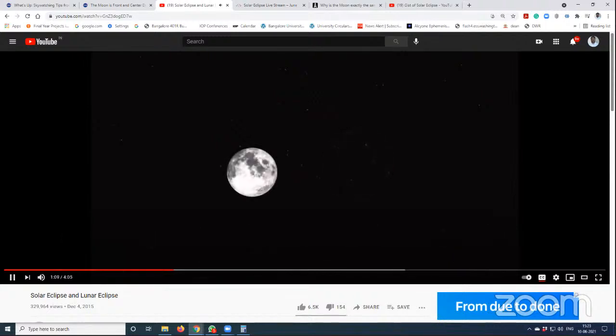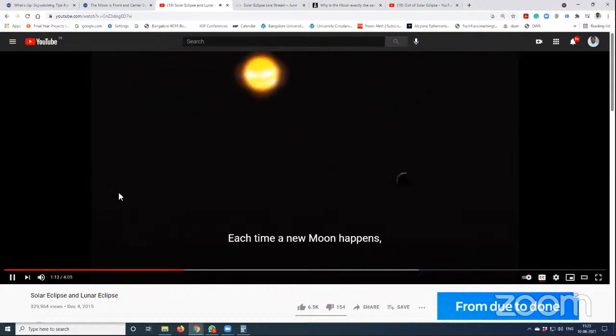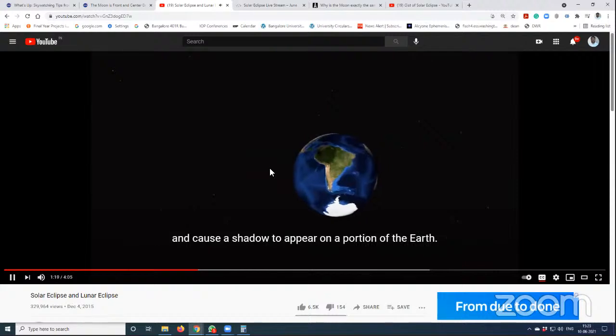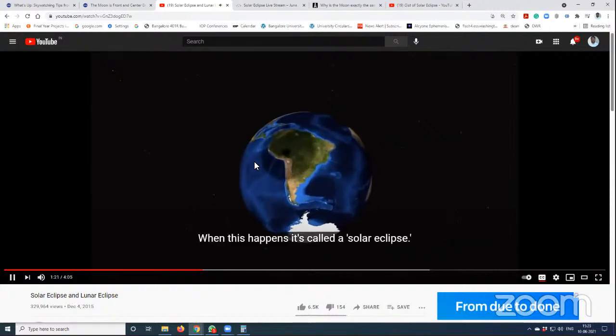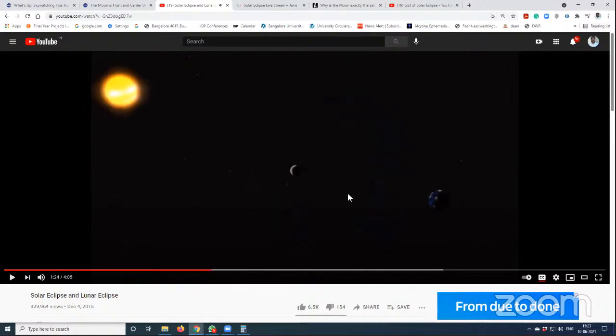Okay, now we get into some rare events with the moon. Each time a new moon happens, there's a chance that the moon will block the sunlight and cause a shadow to appear on a portion of the Earth, as the moon comes between the Earth and the sun. When this happens, it's called a solar eclipse. How long can the solar eclipse last?